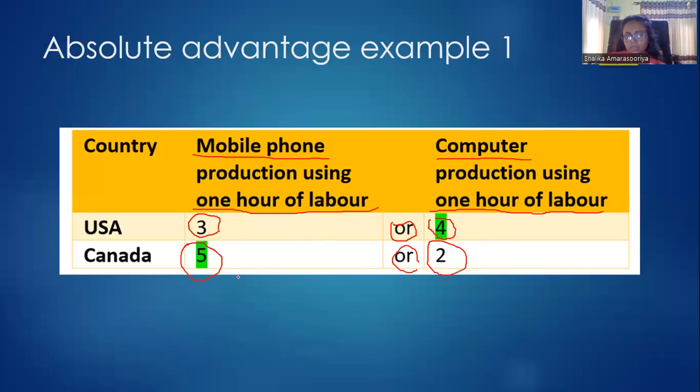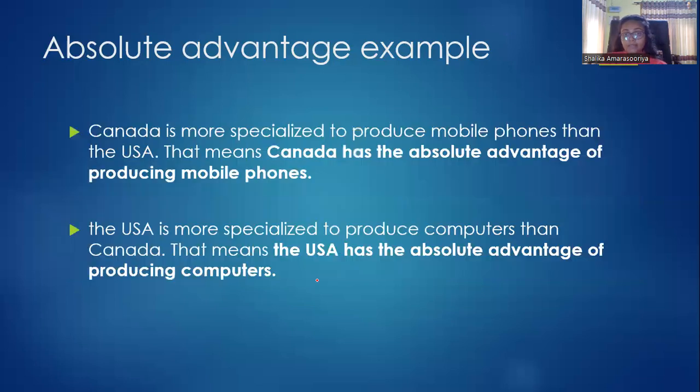So we can say that Canada is more specialized to produce mobile phones than USA. That means that Canada has absolute advantage of producing mobile phones. USA is more specialized to produce computers. Okay, that means USA has absolute advantage of producing computers.